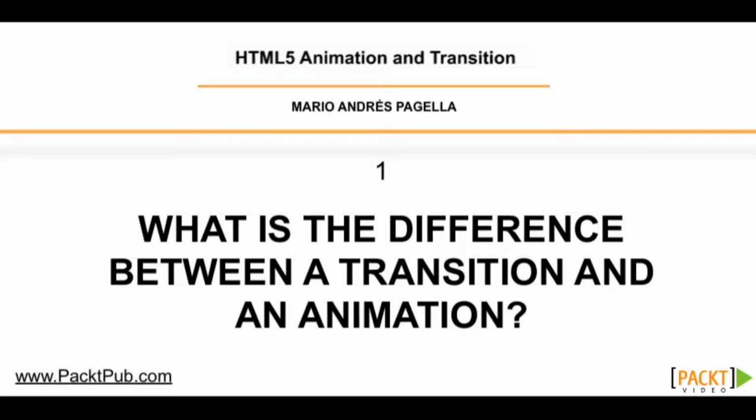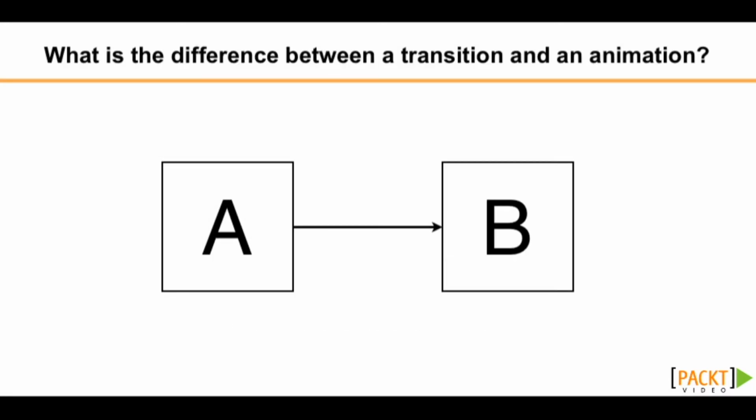Welcome back. In the last video, we gave a small introduction to the world of transitions and animations in HTML5. And in this particular video, we are going to be learning the difference between a transition and an animation. A transition is actually quite simple. It's just a set of properties that go from A to B. It's that simple.